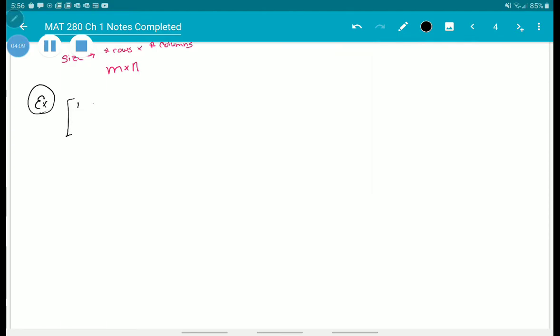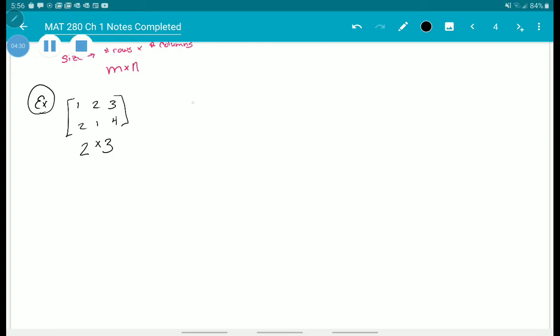Suppose we have a matrix that looks like this, and we want to know the size of that matrix. Well, this matrix has 2 rows, and it's got 3 columns: 1, 2, 3. So this is a 2 by 3 matrix.